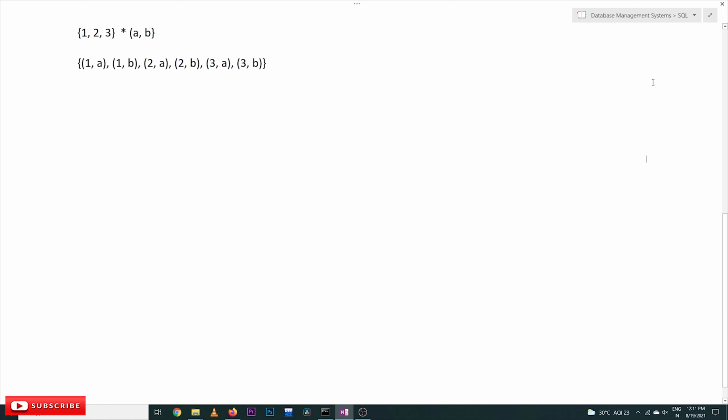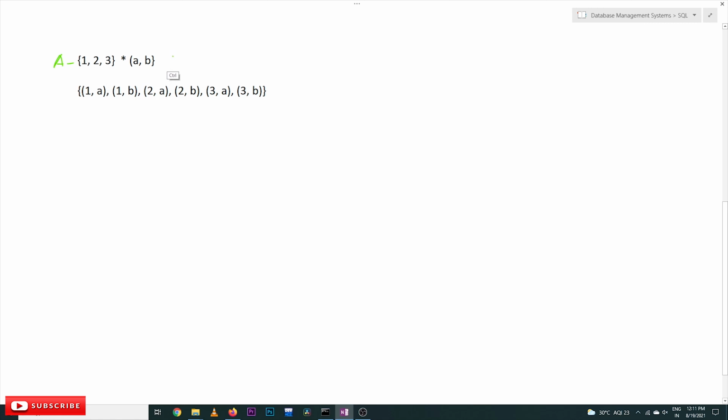Let's recap the concepts of Cartesian product in sets, and later we will understand how the same concept is used in database management systems. This is one set called A, and this is our second set called B. Whenever we apply Cartesian product, A cross B, it is also called cross product, and this is the symbol used. The use of this Cartesian product is that every element of A is producted with each element of B.